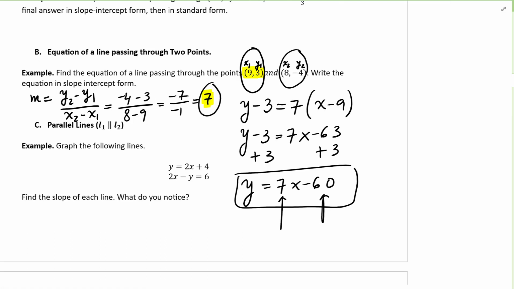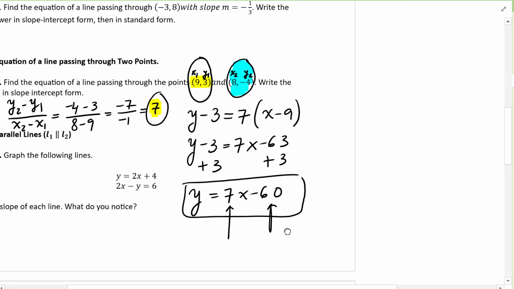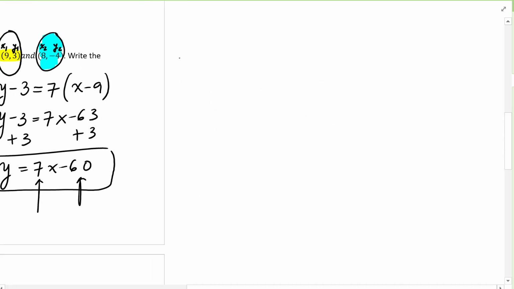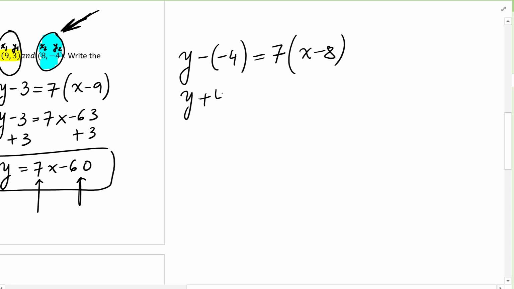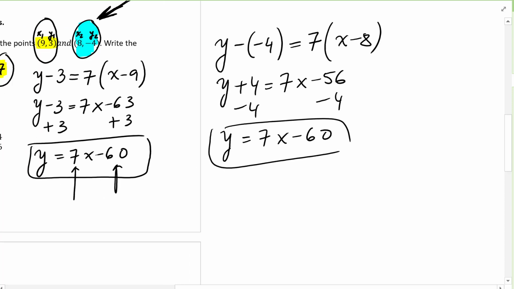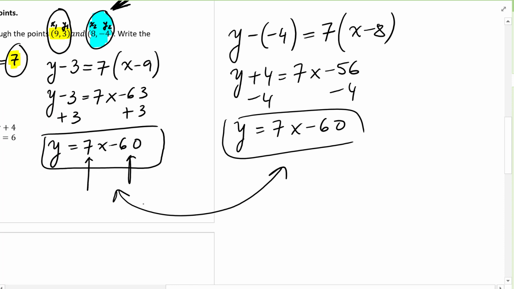Let me show you for this problem what would have happened if instead of picking this, we picked this one. Well, we would have said y minus y1, and now because we picked this one, our y is negative 4, equals m, we found m was 7, times x minus 8. So y plus 4 equals 7x minus 56. Subtract 4 from both sides, and we get y equals 7x minus 60. So again, we got exactly the same equation.